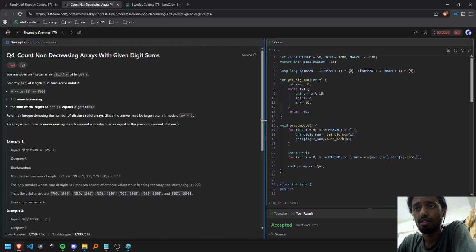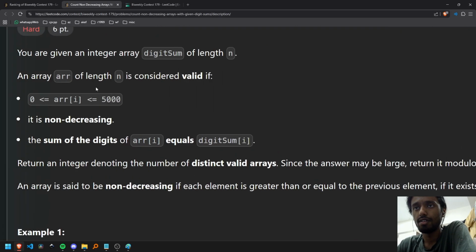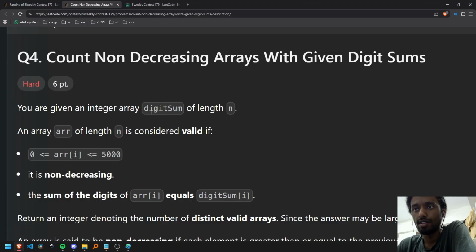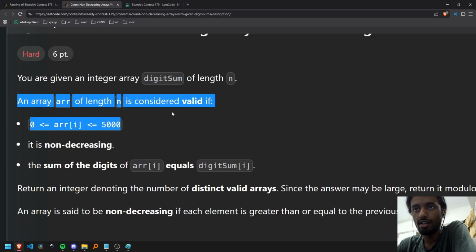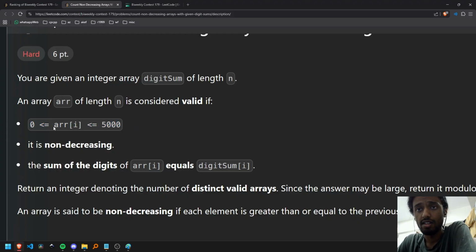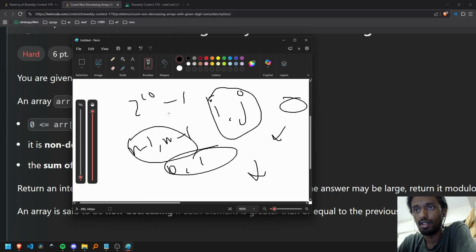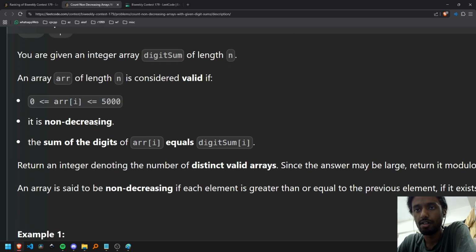And Q4 was an interesting problem. Basically we are given an array, digit sum, of length n. Using this array we have to construct any array such that the element itself can be between 0 to 5k. The array should be non-decreasing, which means the next element can be greater than or equal to the previous element, it can't be less. And the sum of digits at i should be equal to digit sum.